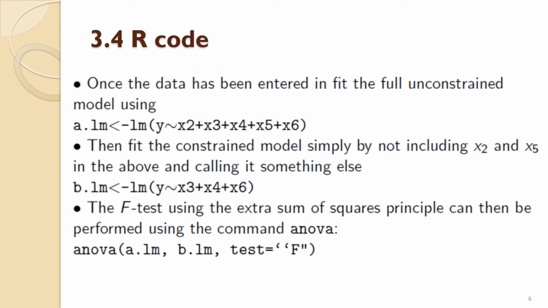Call it something else, but simple, so b.lm. This is the model y related to x3 plus x4 plus x6, again with plus signs to link all these x variables together. Then the F-test using the extra sum of squares principle can be performed using the command anova. How this works is anova, then the two linear model objects, and then you want test equals "F". This runs the F-test. I mentioned analysis of variance briefly in the last lecture, and I think this anova command is essentially all you need in terms of the analysis of variance.